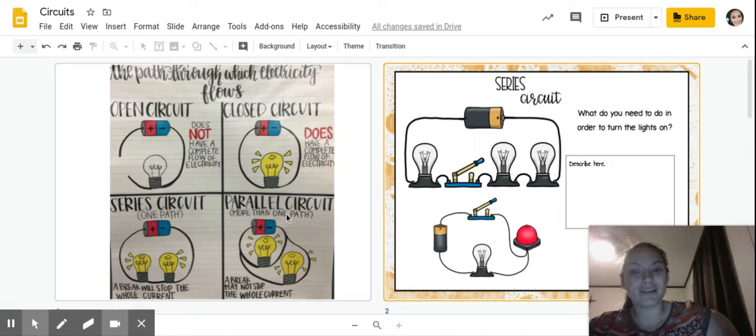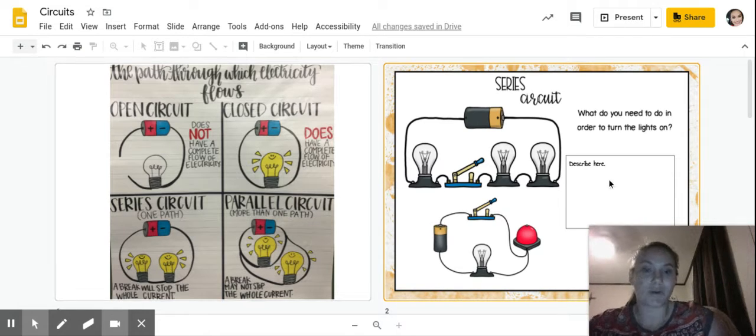A parallel, on the other hand, has more than one path. We call this piggybacking. It's taking one circuit and then it piggybacks another one off of it. So this light bulb actually has a separate path, but it shares the path with the first one. Okay, so that's a parallel, more than one path of electricity flowing.